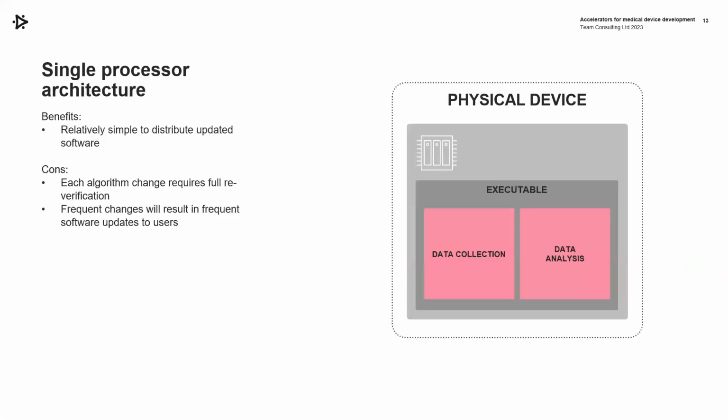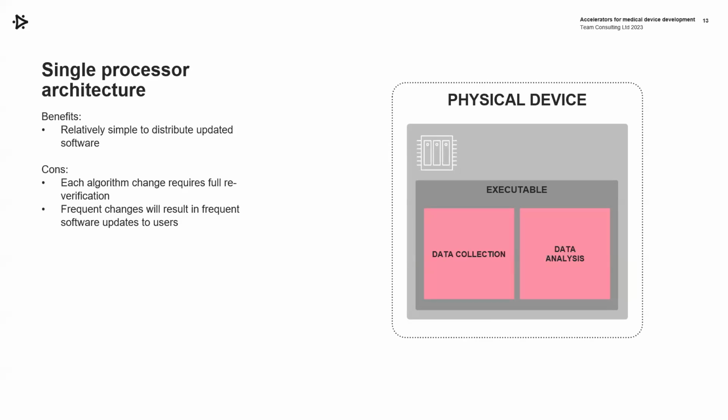We have a single processor which has all of our software on it. So it's relatively easy to distribute that software. We have one source file that needs updating on one processor. That's very easy to manage in our system. But if we make a change to our processing algorithm, we also have to re-verify everything about the data collection. We can't say that they're separate.